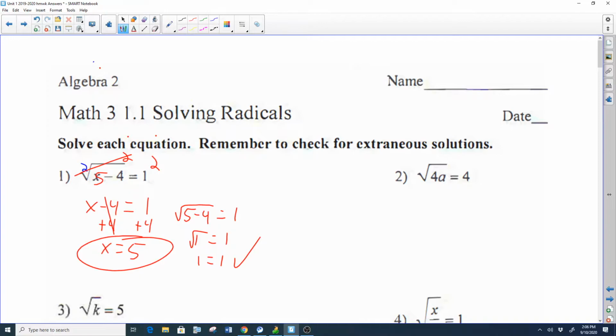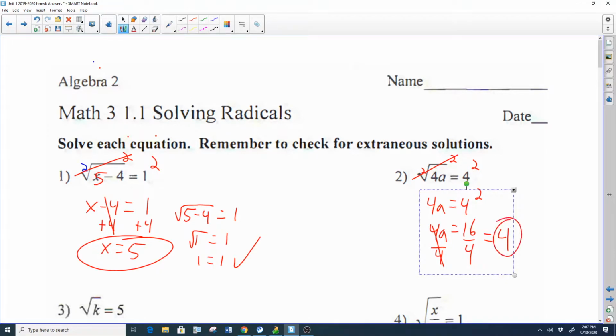Now number 2 does look a little tricky, so we'll take a look at that. Number 3 looks pretty easy though. Number 2 again, we'll square both sides, because that's technically a 2. A square root is just a second root. So those cancel out, and then we're left with 4a is equal to 4 squared. And 4 squared is 16. And then we'll divide by 4, divide by 4. So then 16 divided by 4 is just 4. So that's what a equals.